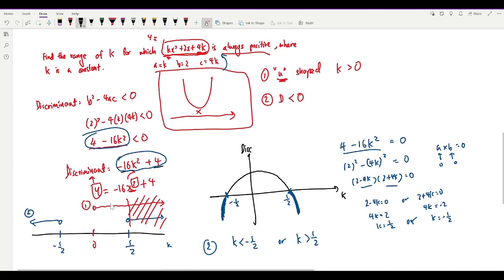For example, if my value was here, let's say this is like 1/4, right? It will only satisfy condition 1. So my graph will be U-shaped, but my discriminant will be positive. That would mean my graph will look like that. Okay, it's not always positive. There's some of it that's negative. We can't have that. If my value is here, for example, negative 1/4, that will mean it's not U-shaped and it has two roots. So it'll be N-shaped, and a portion of it will be above the x-axis. Okay, so my final answer should be k has to be more than half. Okay, we have to recheck k less than negative half. All right.